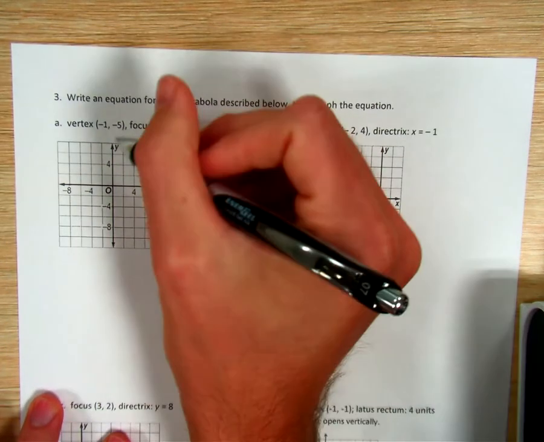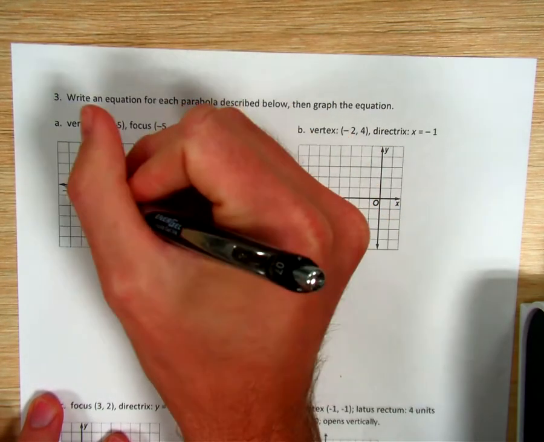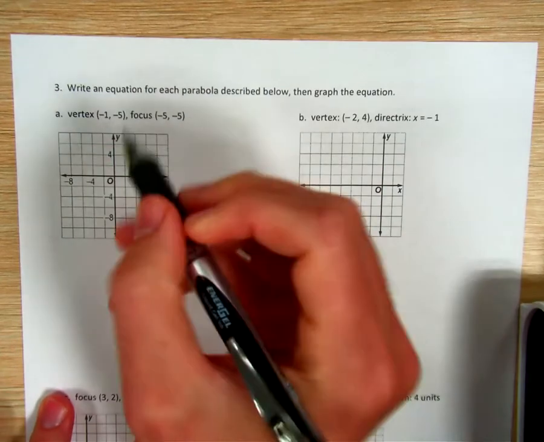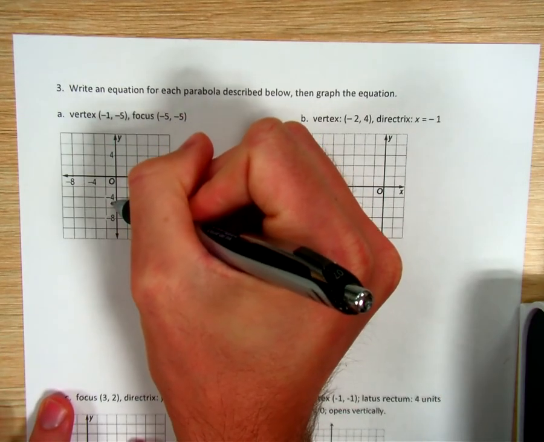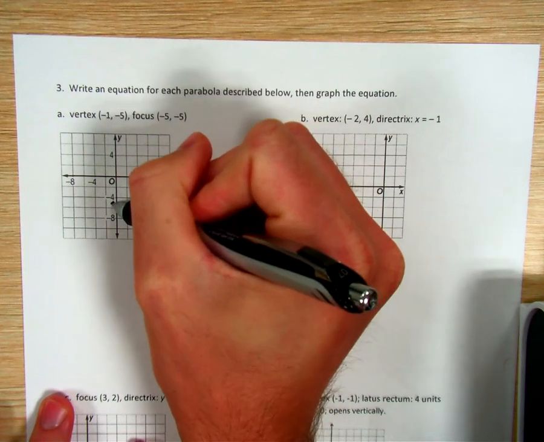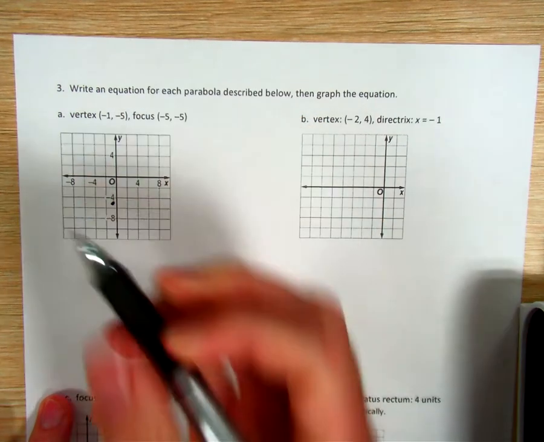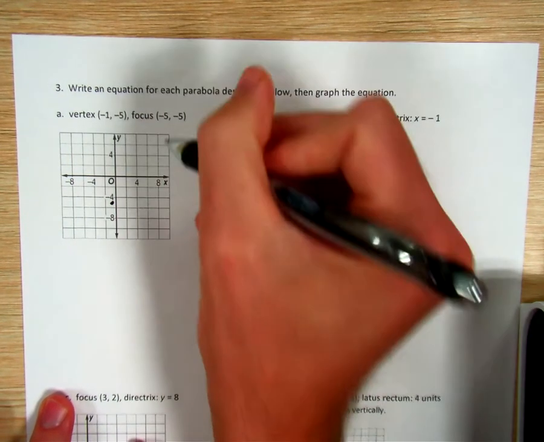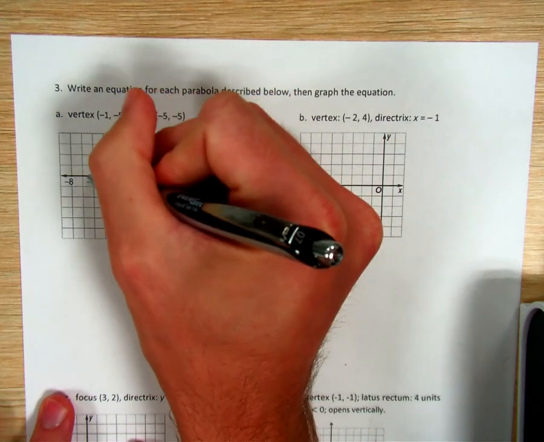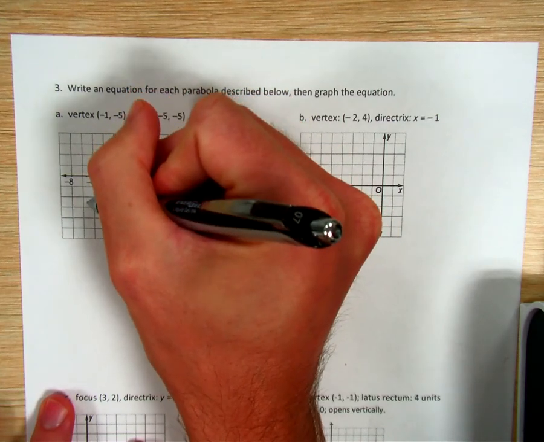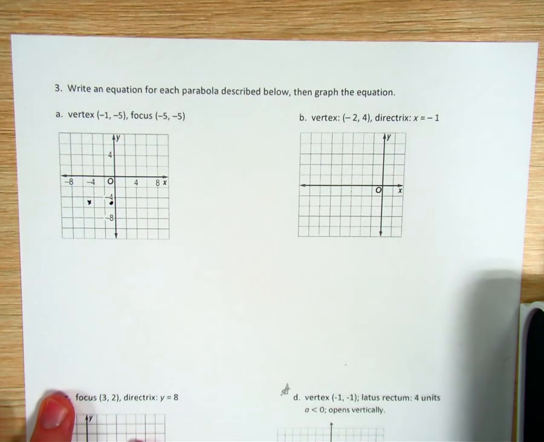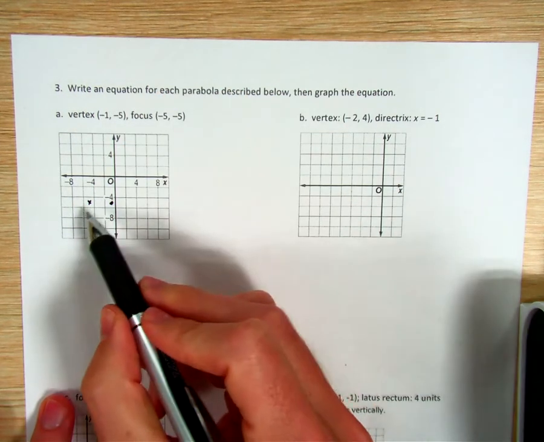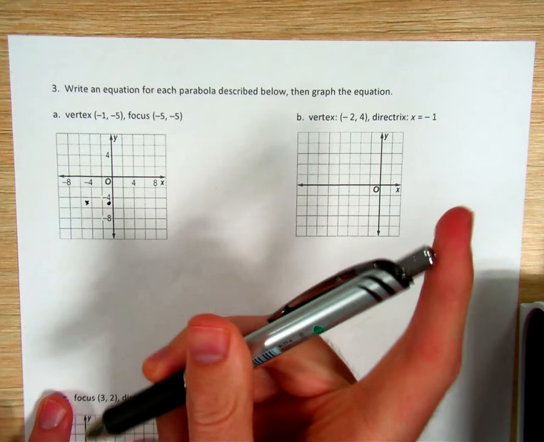Okay, so if our vertex is at -1, -5, and these are going by 2, so be careful. -1, -5. That's our vertex. Okay. And our focus is at -5, -5. I'm going to use an X or some other symbol besides a dot there, guys, for the focus. That way I don't confuse the two. Okay?